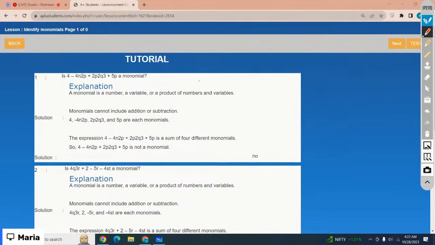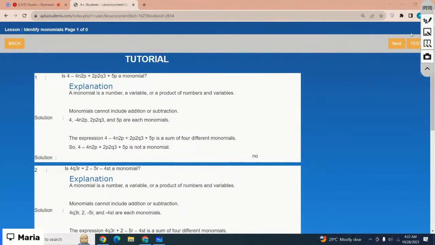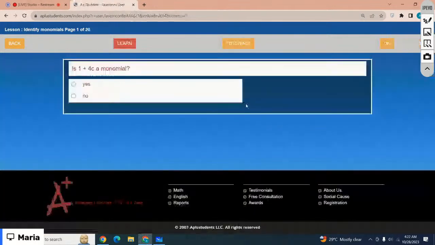Okay, let's just start with the test question. Okay, is 1 plus 4c a monomial? Which is the correct option? The correct option is no, because you have a positive sign included, so that is not a monomial. Sum of monomials it is, but not a monomial. Is 5km a monomial? Which is the correct option? Yes, it is a monomial, right? The correct option is yes.